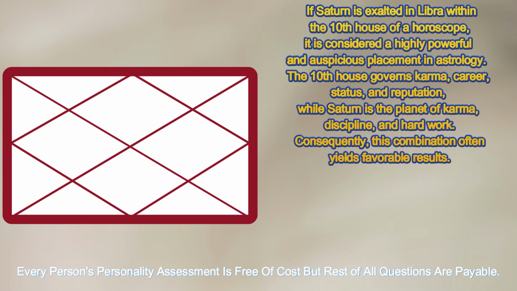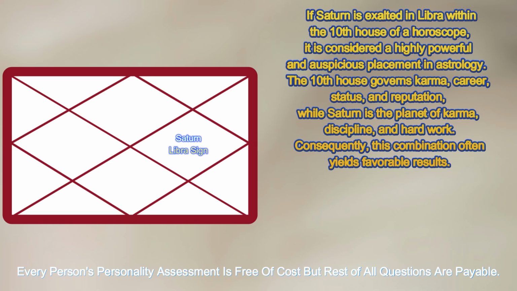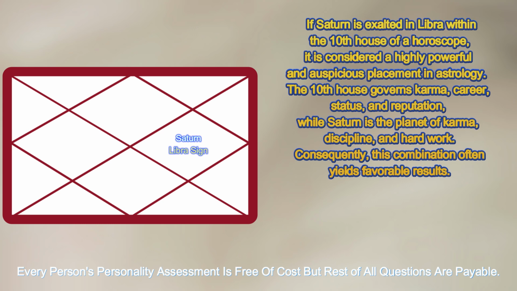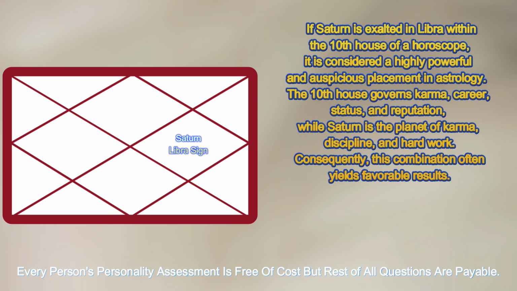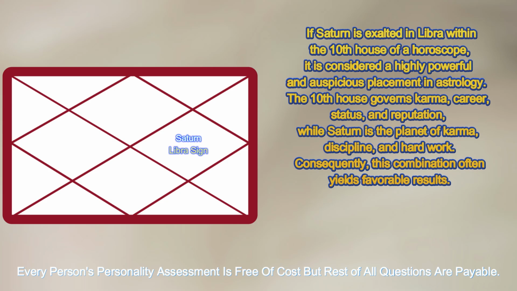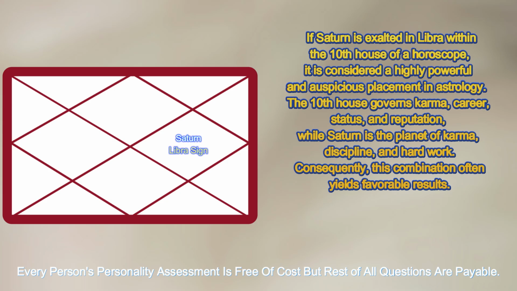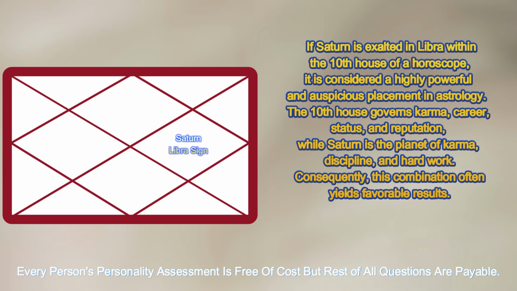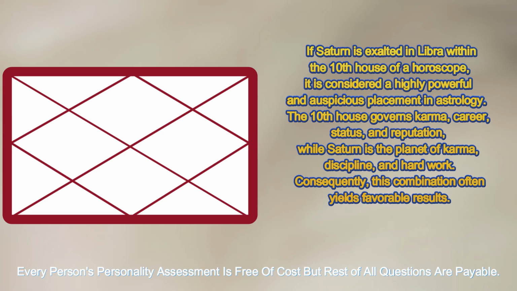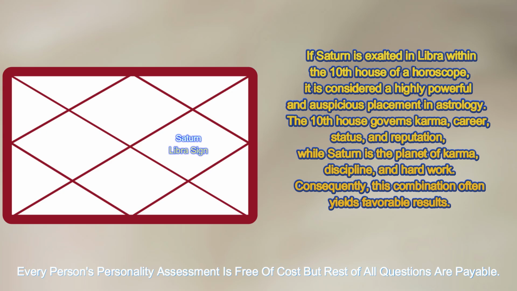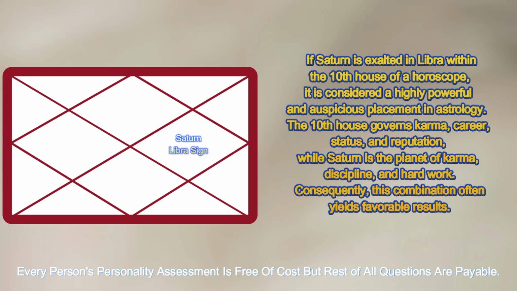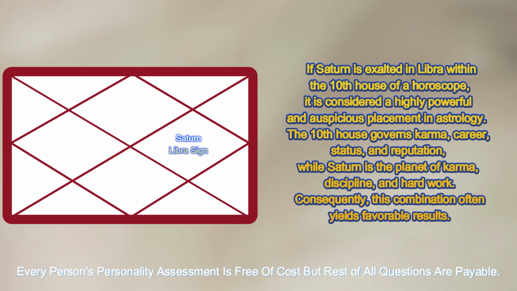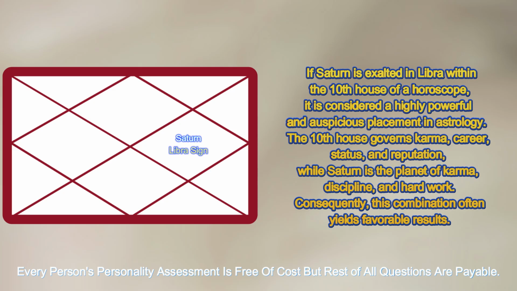If Saturn is exalted in Libra within the 10th house of a horoscope, it is considered a highly powerful and auspicious placement in astrology. The 10th house governs karma, career, status, and reputation, while Saturn is the planet of karma, discipline, and hard work. Consequently, this combination often yields favorable results.